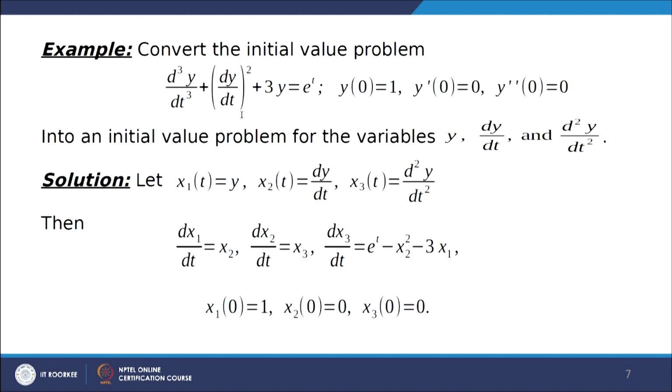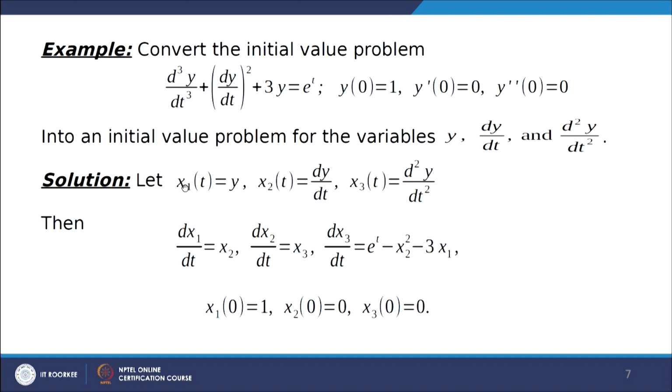We can see this is a third order differential equation: d^3y/dt^3 plus (dy/dt)^2 plus 3y equal to e^t. The value of the dependent variable y at t equal to 0 is given as 1. The derivative dy/dt at t equal to 0 is 0, and d^2y/dt^2 at t equal to 0 is equal to 0. So, we have to convert this initial value problem into a system of differential equations.